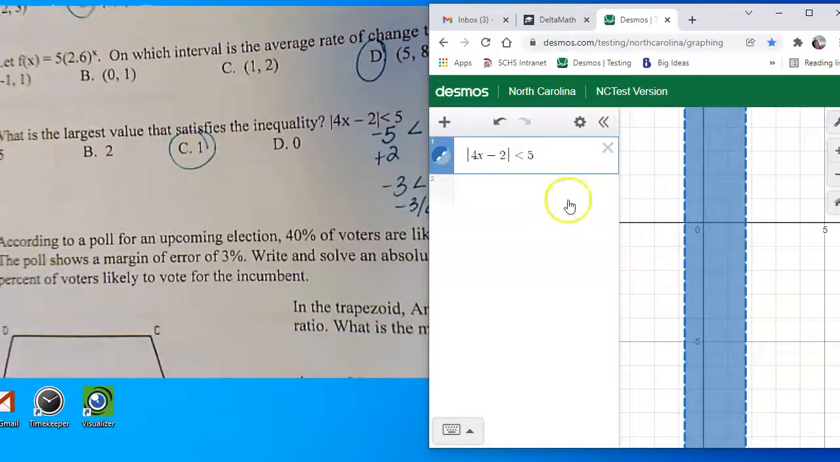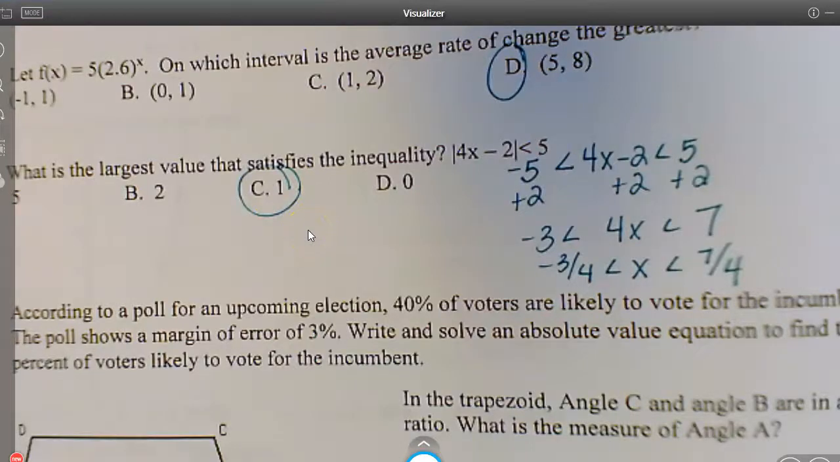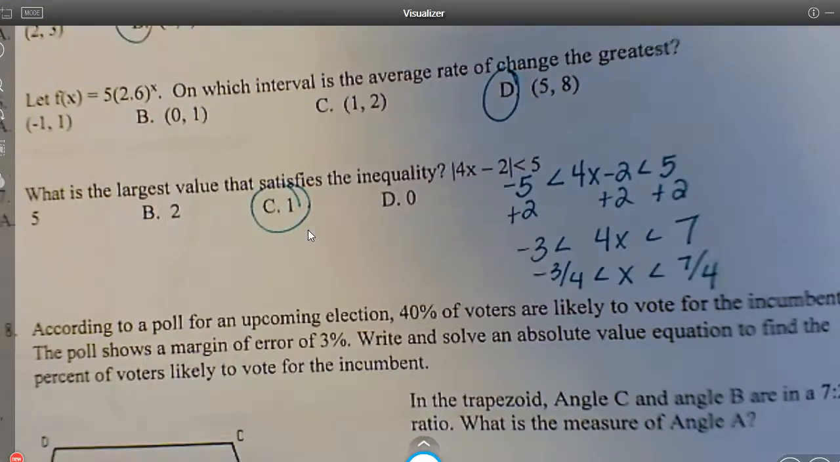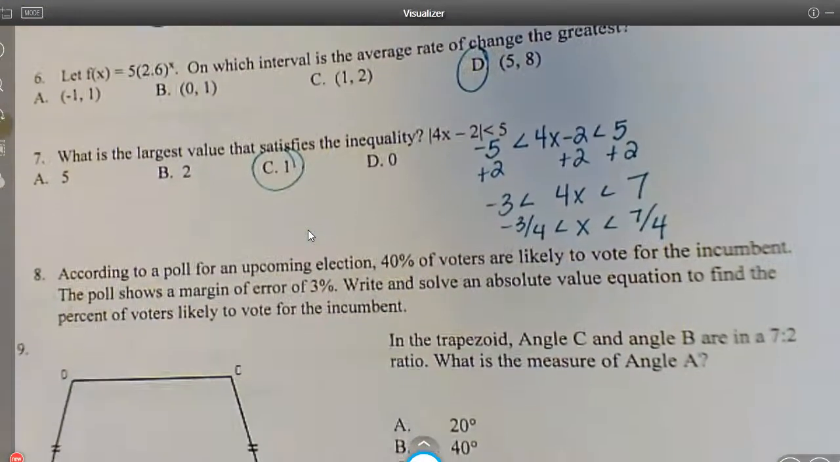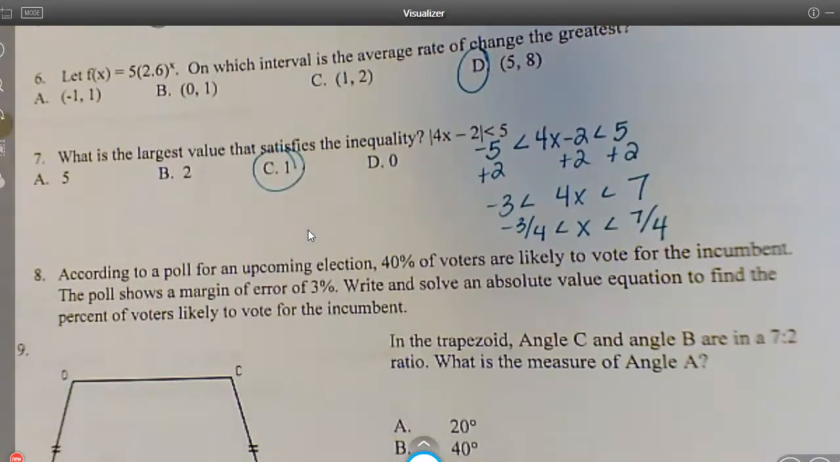Okay, number 8. I'll make this one bigger because this is not necessarily a Desmos one. So according to a poll for an upcoming election, 40% of voters are likely to vote for the incumbent. The poll shows a margin of error of 3%. Write and solve an absolute value equation to find the percent of voters likely to vote for the incumbent.